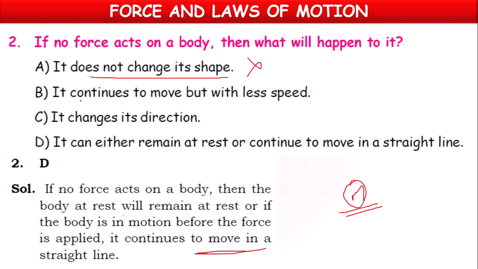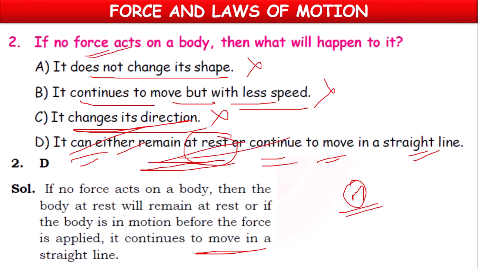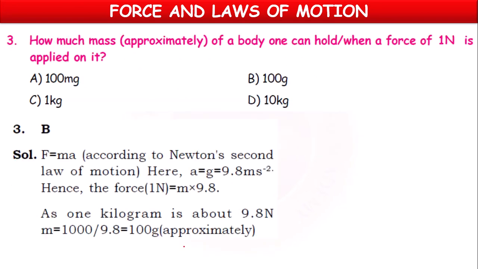It does not change its shape. Wrong. It continues to move, but with less speed, we cannot tell exactly. It changes its direction, exactly, we cannot tell. It can either remain at rest or continue to move in a straight line. This is correct. Based upon the state of the body, if it is at rest, it continues to be at rest. If it is in motion, it continues to be in motion in the same straight line. So option D is correct.